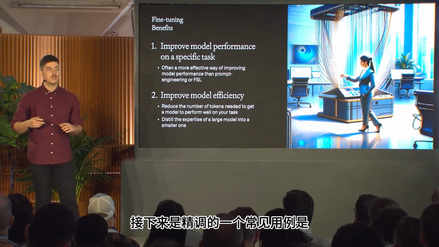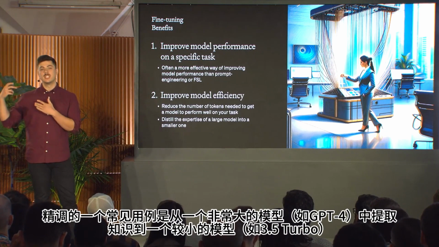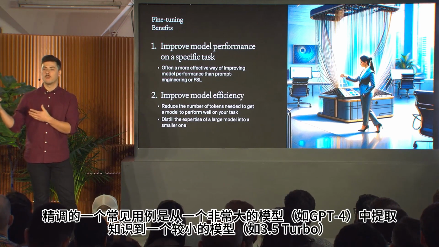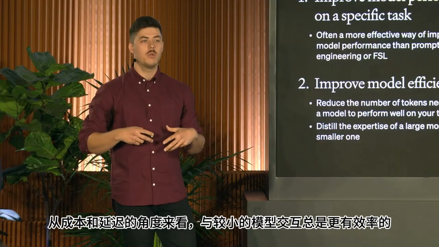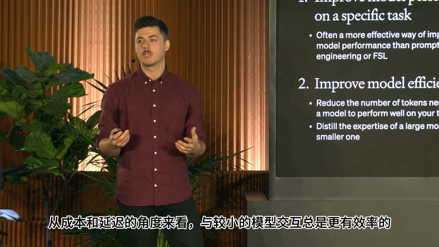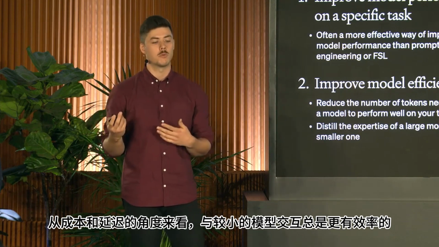Next, a common use case for fine-tuning is the distillation of knowledge from a very large model like GPT-4 to a smaller model like 3.5 Turbo. And it's always going to be more efficient from a cost and latency perspective to interact with a smaller model than a larger model.